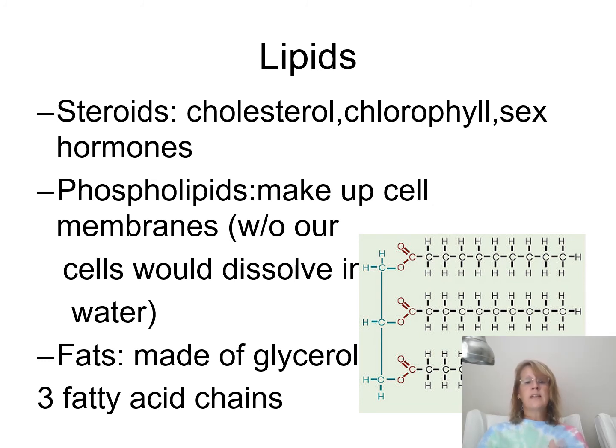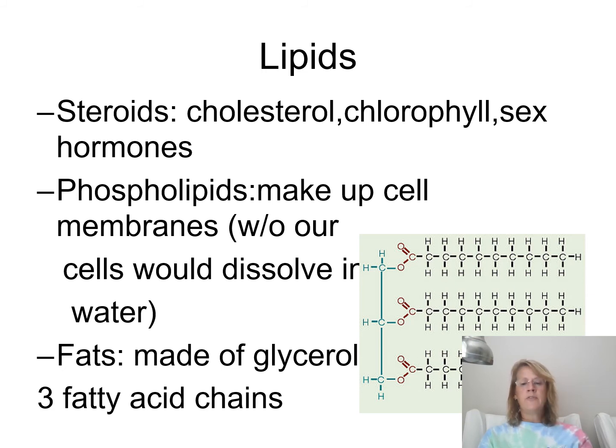So like I was saying, these are just some examples of different lipids that we have in nature. We have steroids, things like cholesterol, chlorophyll, the different sex hormones, estrogen, progesterone, testosterone. Those phospholipids we talked about make up our cell membranes, our cells would dissolve without them. And then in the case of lipids, fats are our main examples. They're made of glycerol and 3 fatty acid chains, which is what you're seeing in this picture here.